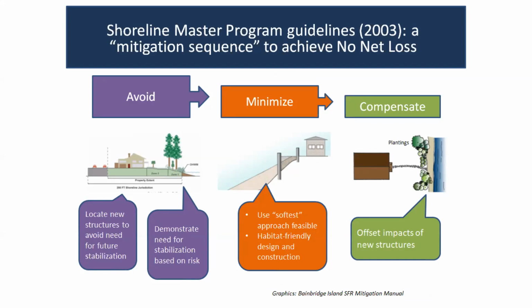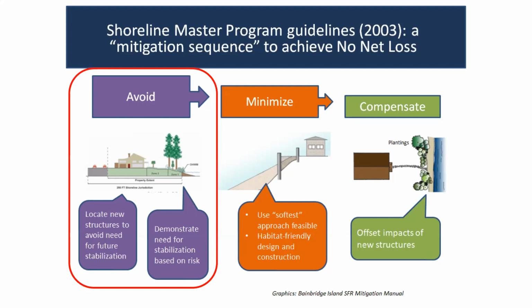So first we aim to avoid that impact, then minimize the impact through design options, and finally compensate for any unavoidable impacts. And today we're going to be focusing on avoidance, and we'll also revisit this graphic in the next webinar. In terms of shoreline stabilization, the idea is to avoid unnecessary bulkheads.